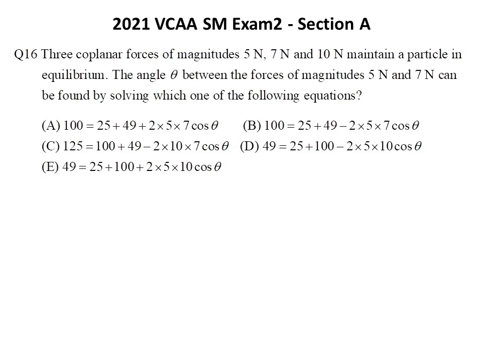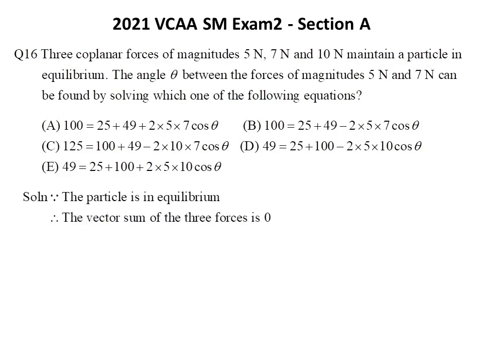In question 16, 3 planar forces of magnitudes 5N, 7N, and 10N maintain a particle in equilibrium. The question is that the angle theta between the forces of magnitudes 5N and 7N can be found by solving which one of the given equations. Since the particle is in equilibrium, the vector sum of the 3 forces must be 0, as it can be seen in the diagram that the vectors of 3 forces form a closed triangle.